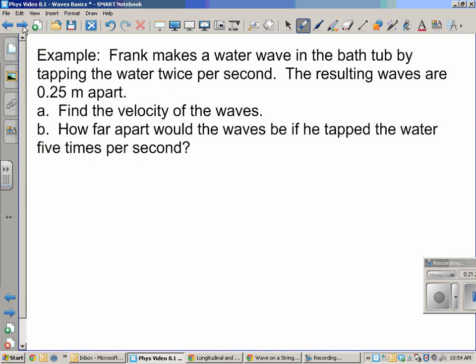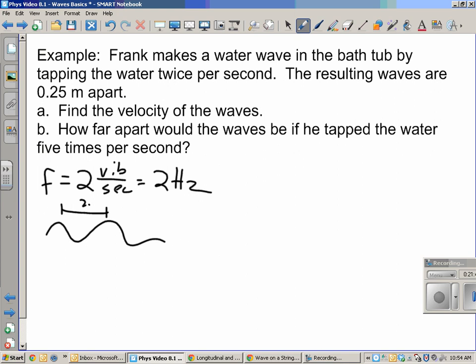Example: Frank makes a water wave in the bathtub by tapping the water twice per second. The resulting waves are 0.25 meters apart. Let's write down what we know. Twice per second tells you that the frequency of vibrations is 2 vibrations per second, the same as 2 hertz. That's how frequently he's tapping the water. And the waves that he produces are 0.25 meters apart. That's the wavelength.